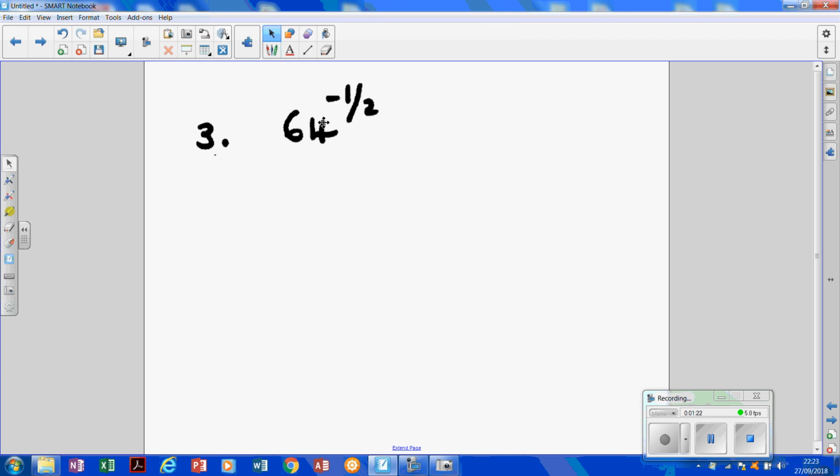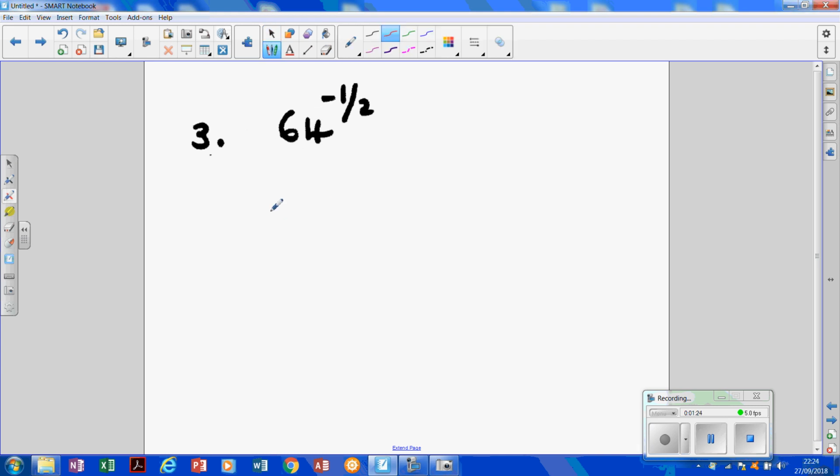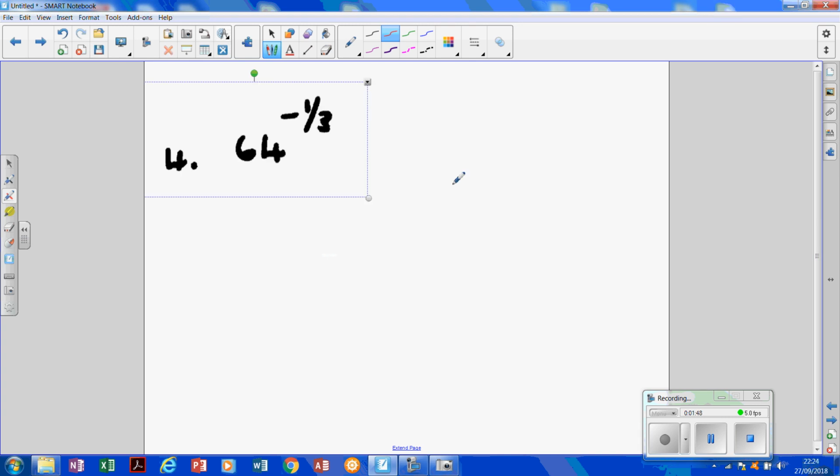Next one. We want 64 to the -1/2. You cannot deal with a negative power, so to change it to a positive power, you drop it down to the denominator. So that becomes 1 over 64 to the power of 1/2. Now, we've already just worked out that anything to the power of 1/2 is a square root. It's the square root of 64. The 1 stays in the numerator, so it's 1 divided by the square root of 64, which is 1 divided by 8.